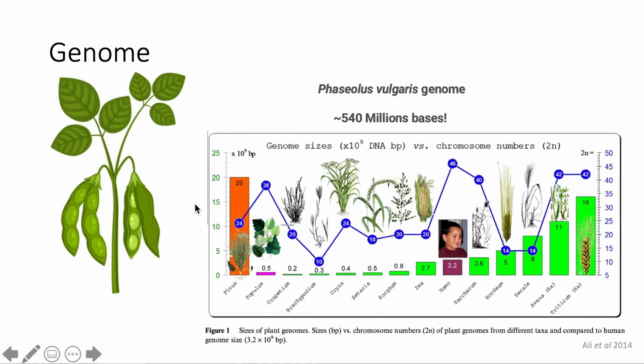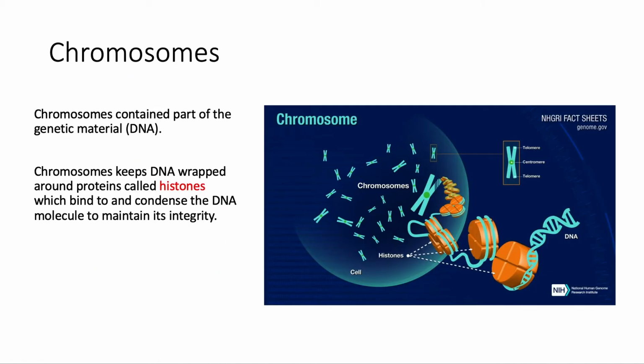And common bean is a diploid organism and has 11 chromosomes, so it's kind of easy to work with common bean because the genome is small and it's a diploid organism. So yeah, all the information of the 540 megabases of the genome of common bean is compacted in 11 chromosomes.